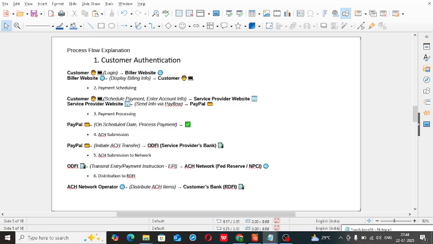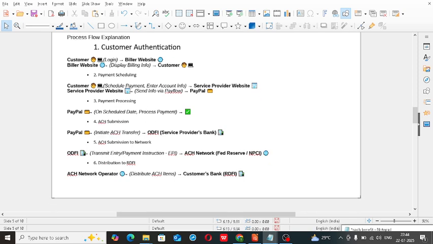First, the customer logs into the biller website and gets all the billing details from the biller website. After that, the customer schedules the payment. When is the due date? Before the due date, they need to make the payment, so the customer sets the settlement date in the biller website. After that, the information is transferred to PayPal. Whenever the scheduled date and the processing payment date come, PayPal initiates the ACH transaction. That ACH information is transferred to the originating depository financial institution, the service provider bank.